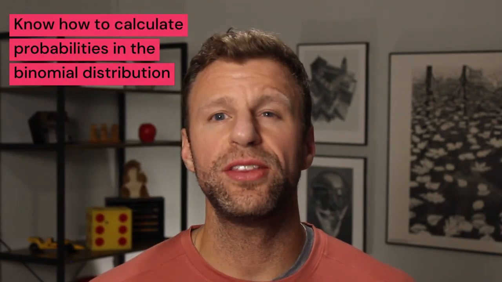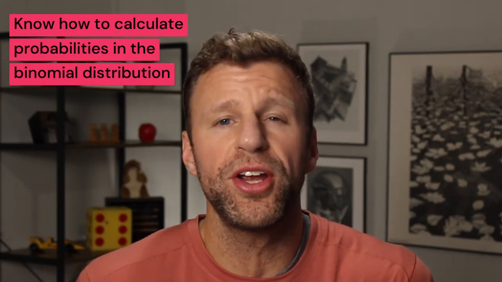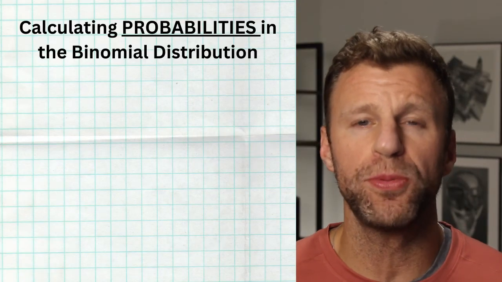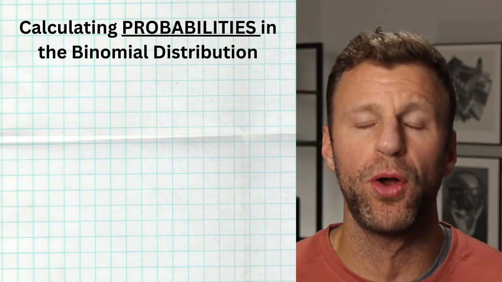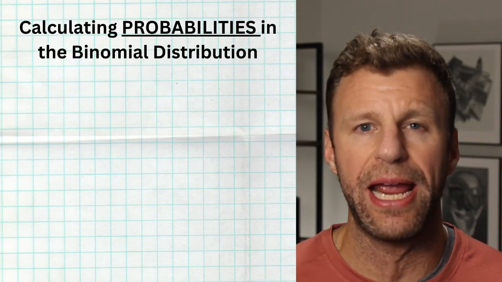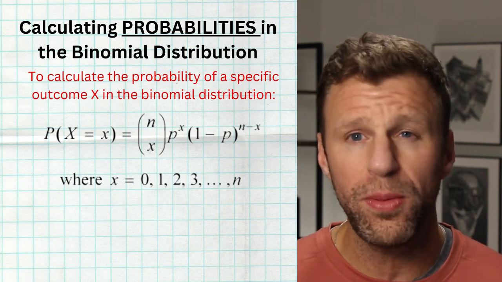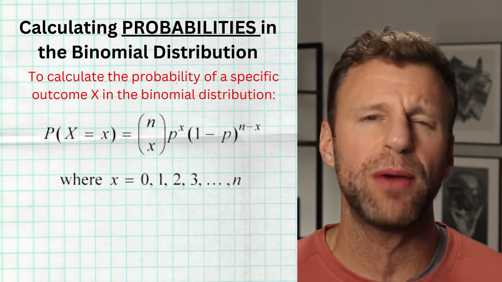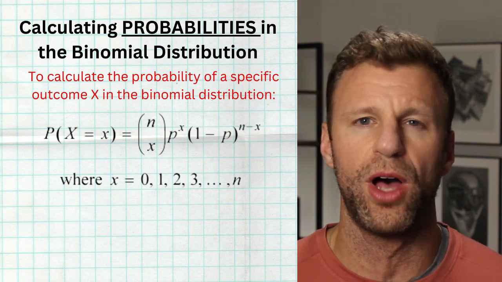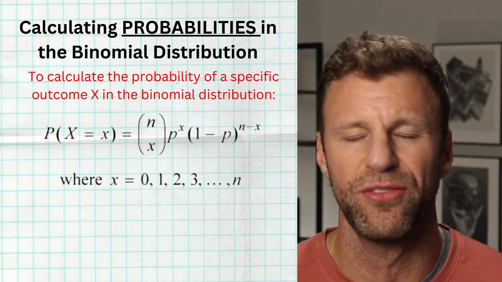Alright, the next thing you need to know is how to calculate probabilities within the binomial distribution. Now, there is a formula to help you understand how to calculate the probabilities of any specific outcome in a binomial distribution, and here is that formula. This formula is given to you on the AP Stats exam, and I would assume most teachers are going to let you use this formula on a test in class, especially because it is on the formula sheet.